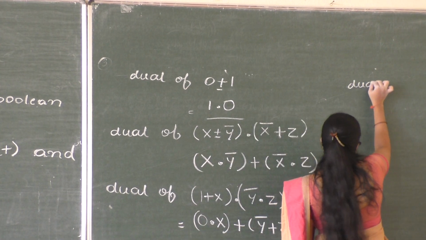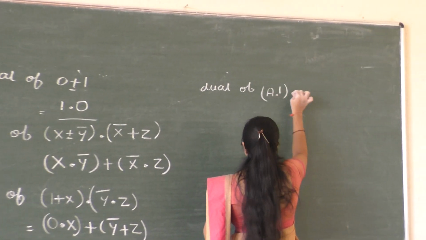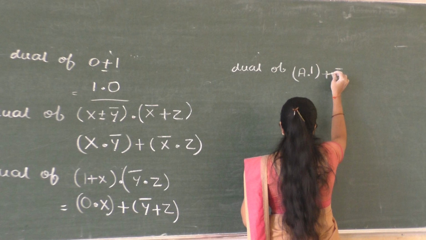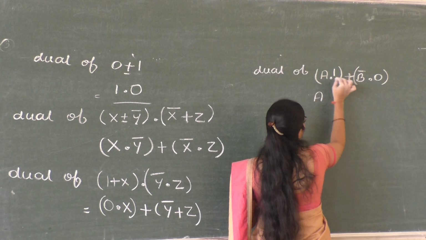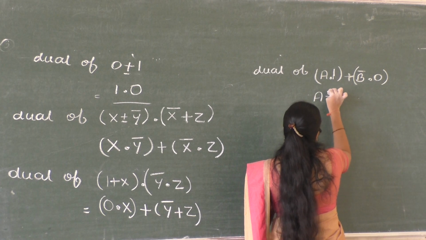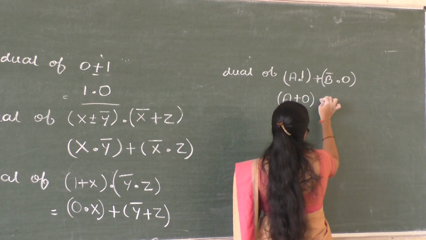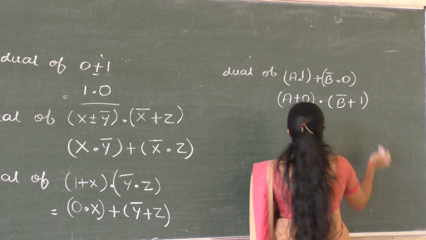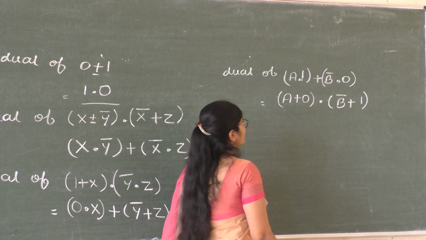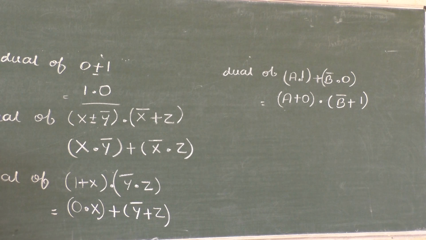One more expression, dual of a into 1 plus b bar into 0. A dot, change dot operator to plus, 1, change 1 by 0. Next plus, dot, b bar, plus, change 0 by 1. Now this is the dual of a dot 1 plus b bar dot 0. So this is about principle of duality.